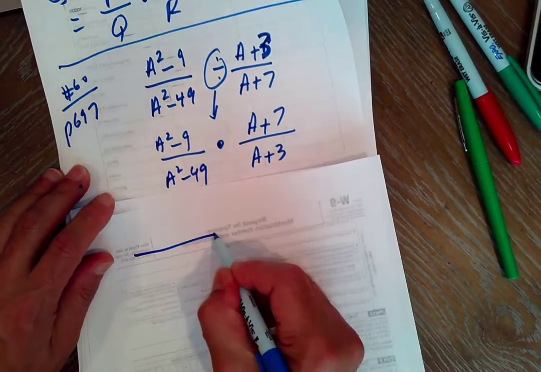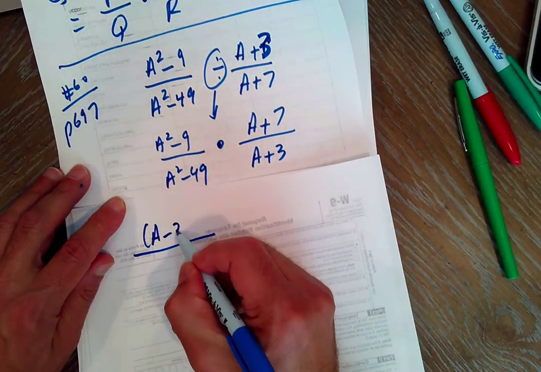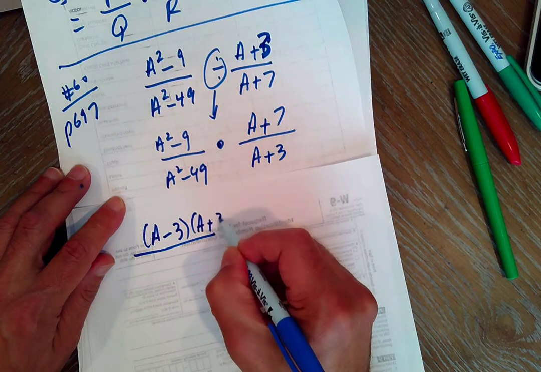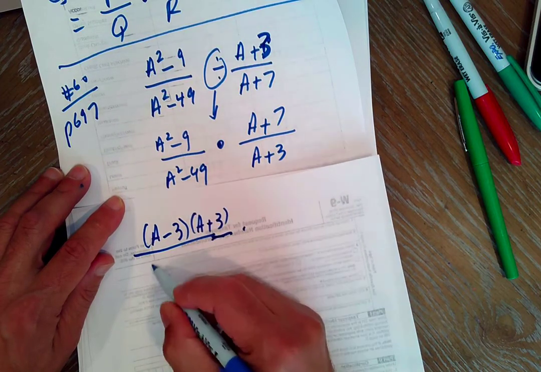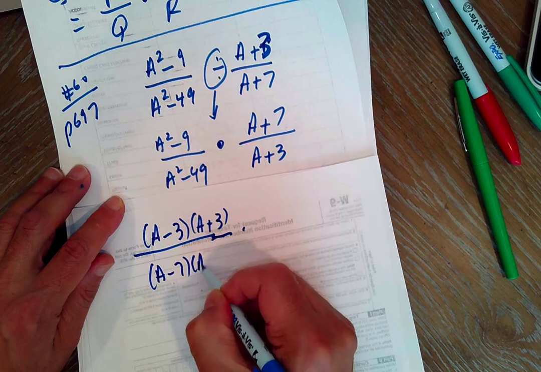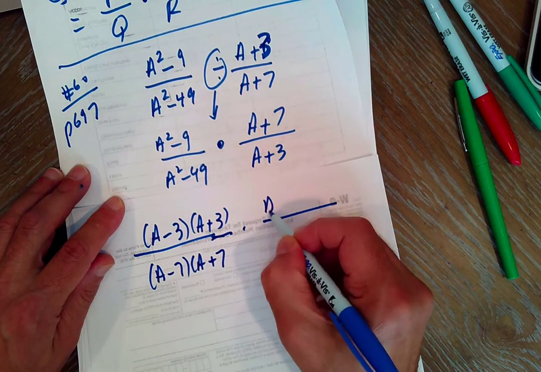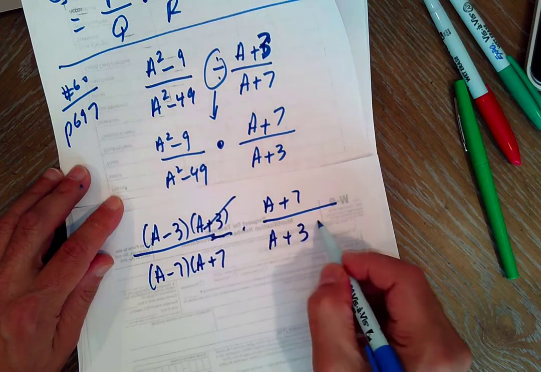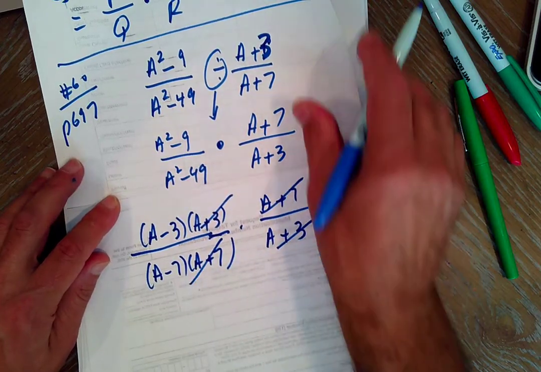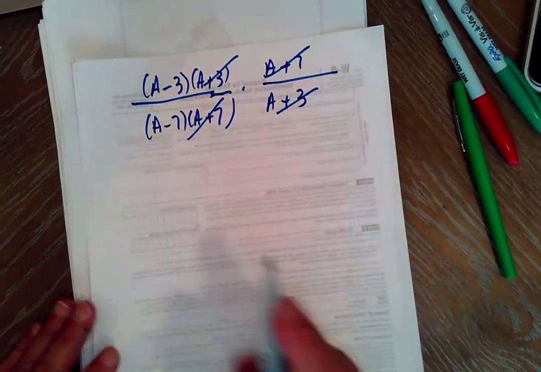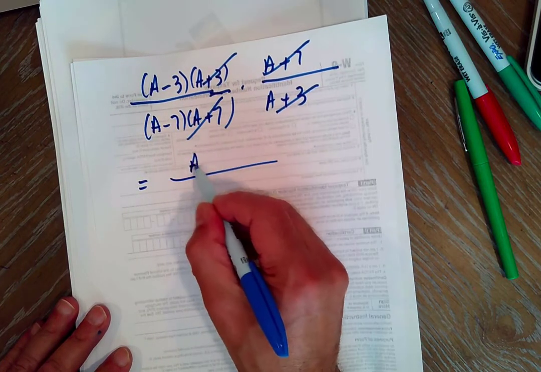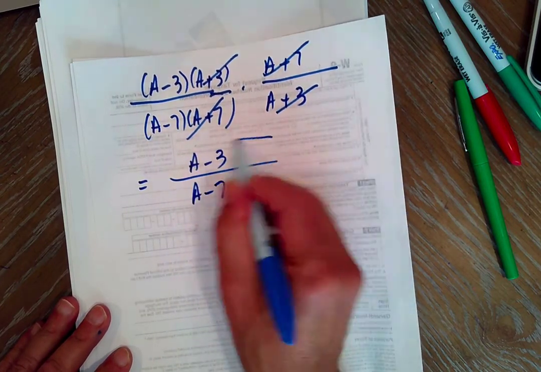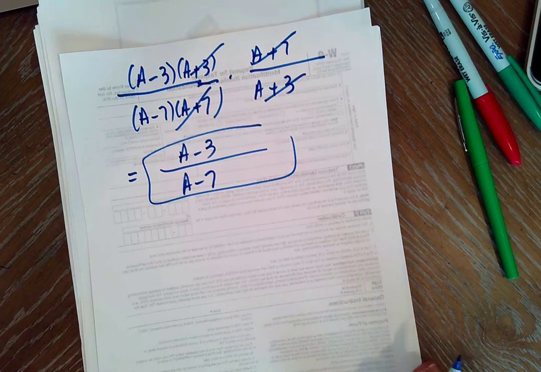So the first top is difference of two squares, a minus 3, a plus 3. Same with the bottom, a minus 7, a plus 7. And these two are prime. Nothing can be factored. a plus 3 cancels out, a plus 7 cancels out. And you have a minus 3 over a minus 7 as the final answer.